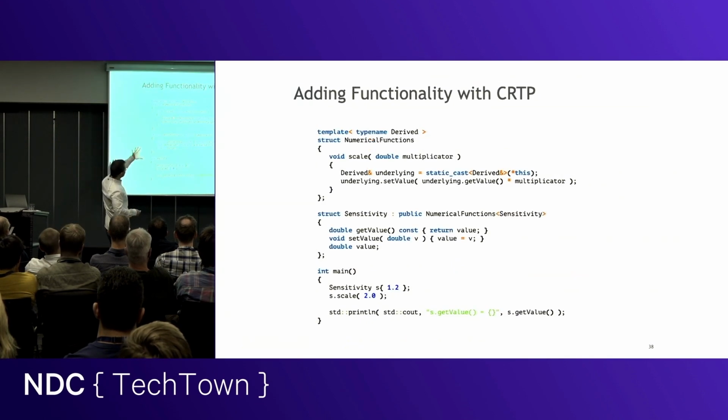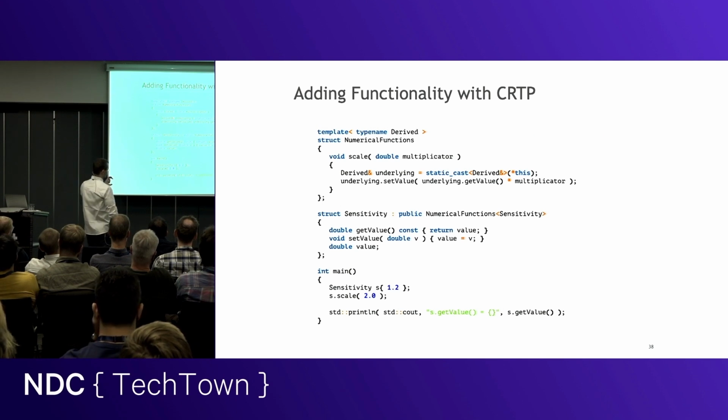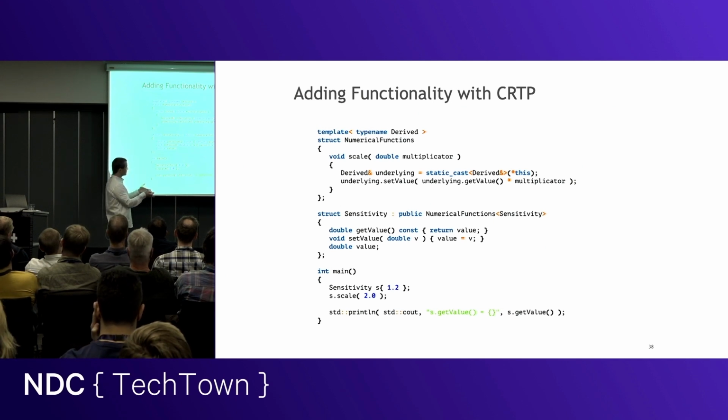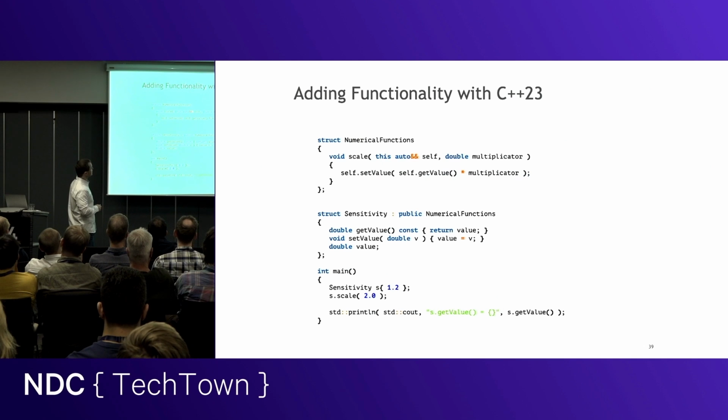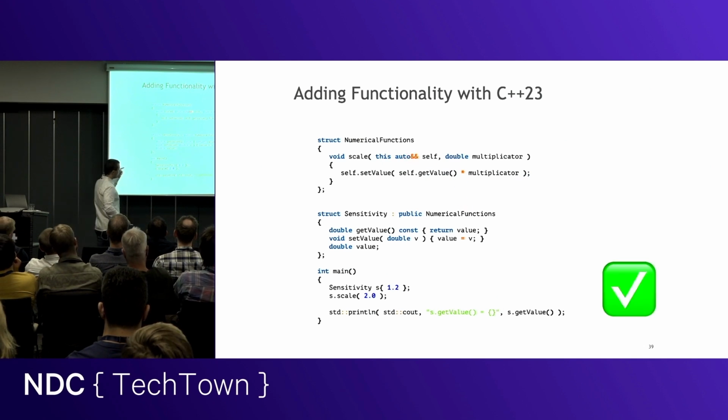Well, adding functionality is what I've shown in the numerical functions and sensitivity example. The base class provides some function that the derived class is supposed to use. However, the use is quite important. I never really use the base class specifically. So it's just some kind of provided functionality. So I create a derived object and I call scale via the derived object. This is where CRTP indeed can very nicely be replaced by explicit object parameters. Here again. This works. This is fine. I will always use the derived object directly.